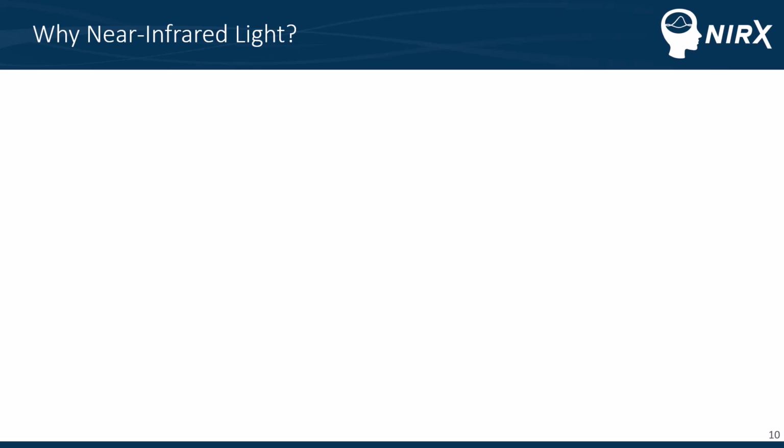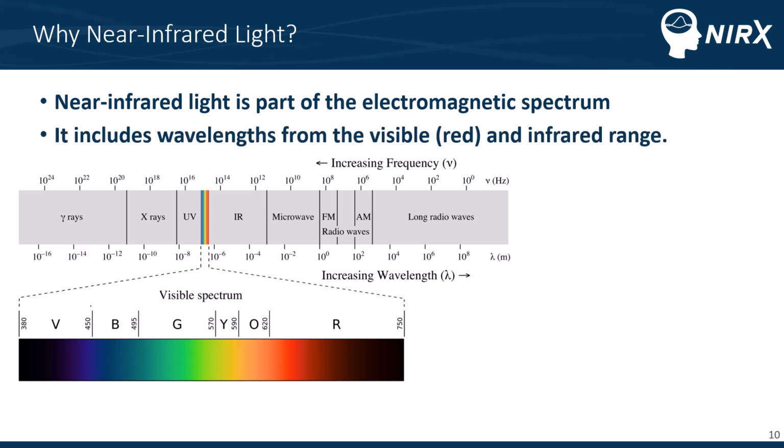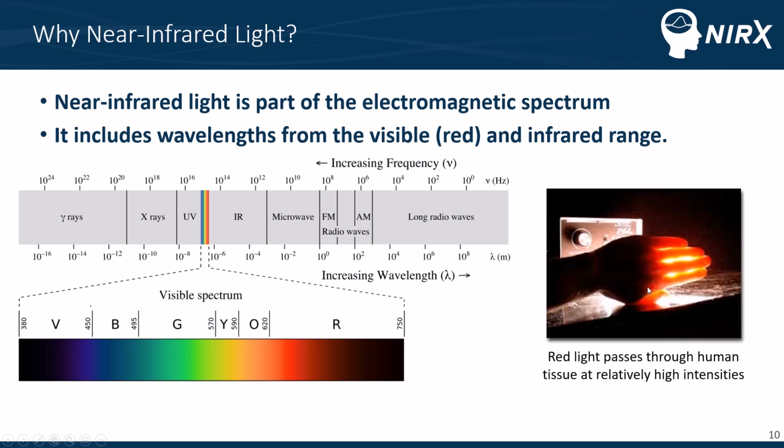Why use near-infrared light? Near-infrared light is a part of the electromagnetic spectrum. It includes wavelengths from the visible red and infrared range, so it's just on the edge of visible light. The reason we use it is that it is much less absorbed by structures in the tissue other than hemoglobin. Here we have an incoherent light source being sent into human tissue, so that's all possible visible light being sent into that tissue. And we see that the red light is what's able to pass through the human tissue, even at relatively high intensities, high enough for light detectors to detect it on the other end.